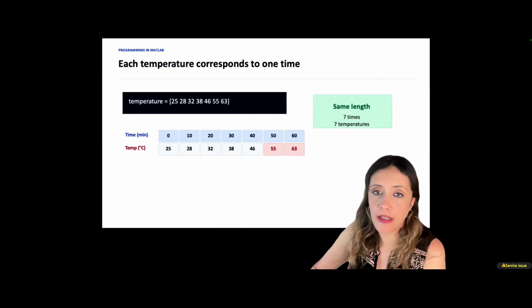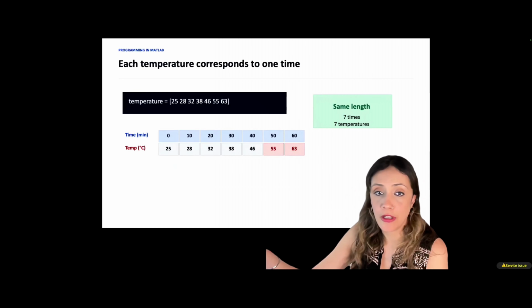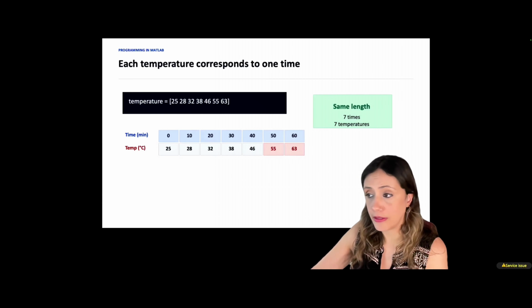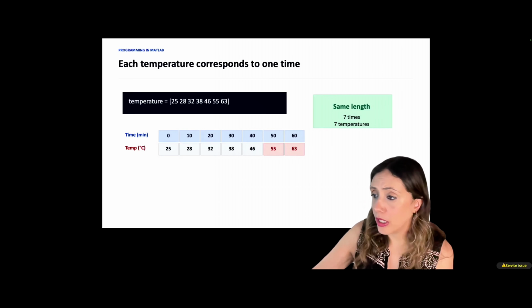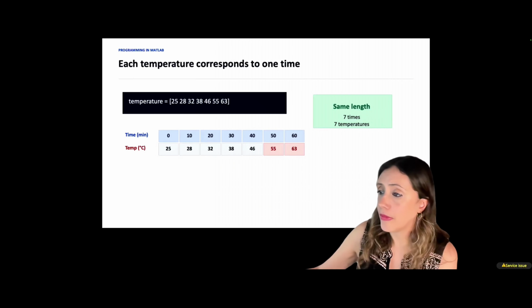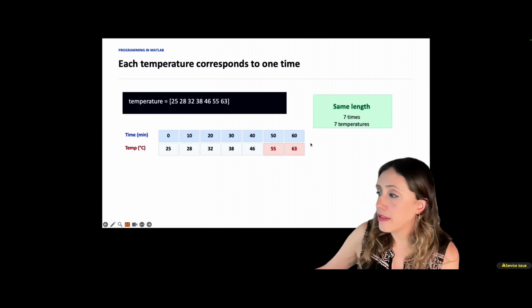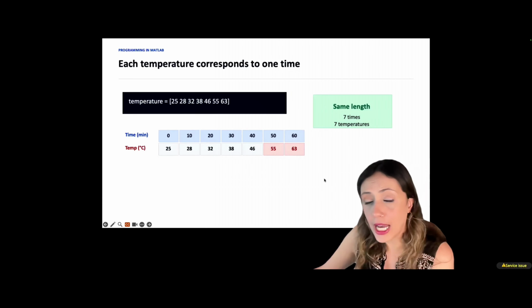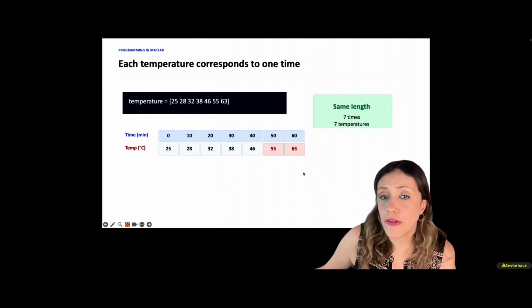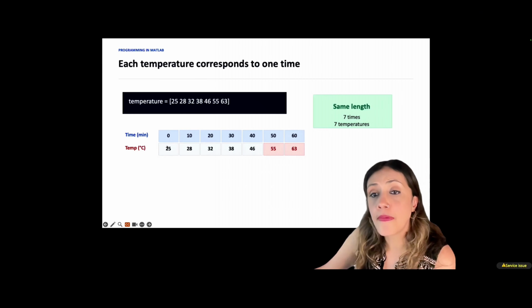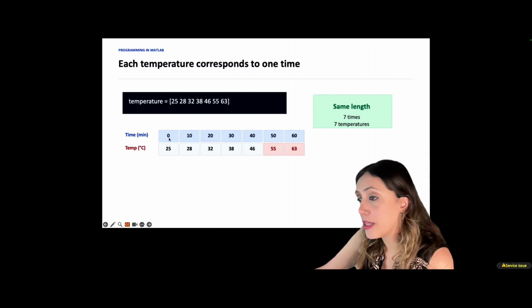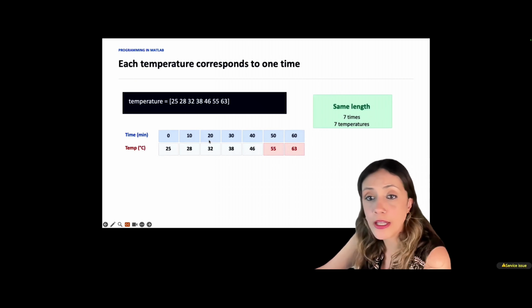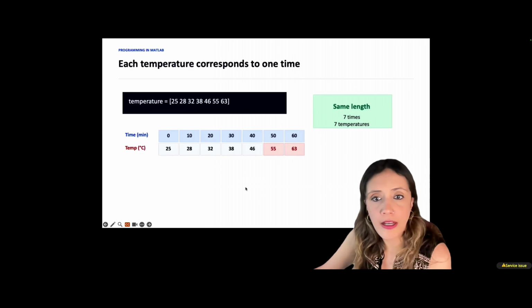Well, let's pause here for a second because I think this connection really matters. What relationship do you notice between these two vectors? Think about it. What could be the possible relationship between them? Like maybe they have the same length, right? 7 values appear in each. And they have the same number of values, and each temperature corresponds to one time. Look at the first value in each vector. The temperature 25 measured at 0 minutes, 28 at 10, 32 at 20, and so on. So the positions line up, right?